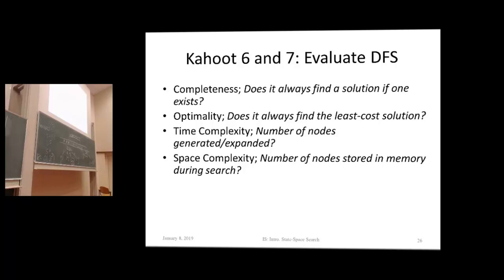It's not optimal. What about time complexity? How many nodes do you have to explore in the worst case? All of them. And how many are they? Okay. So the time complexity is again in the order of the branching factor to the power of the depth where you find the solution.